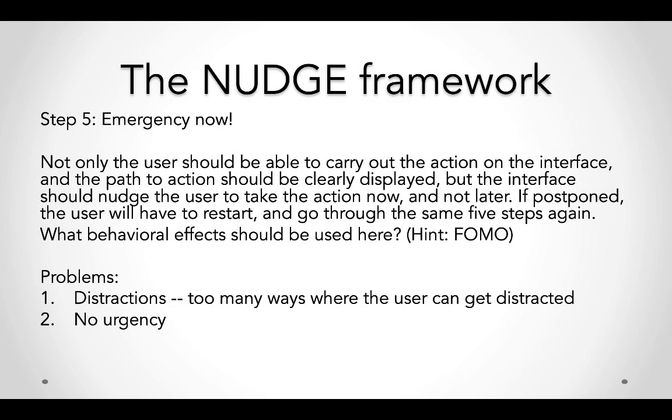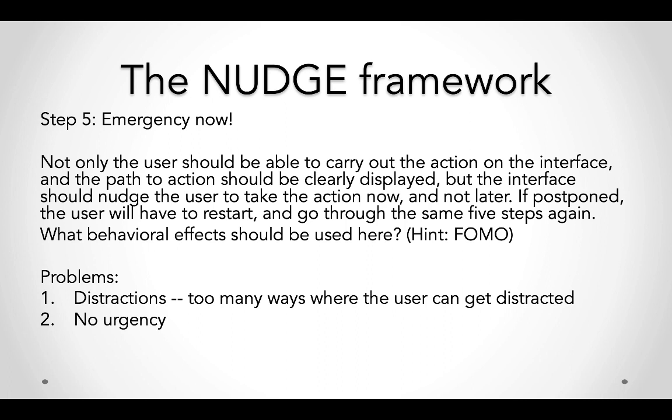Step 5, assuming that yes, we're able to take action on this interface, you have to make the user feel the emergency of doing it now. Not only should the user be able to carry out the action and the path to action be clearly displayed, but the interface should nudge the user to take the action now and not later. What happens if I don't want to do it now? I'll have to come back later, and then I have to run through the same 5 steps that we're doing right now.